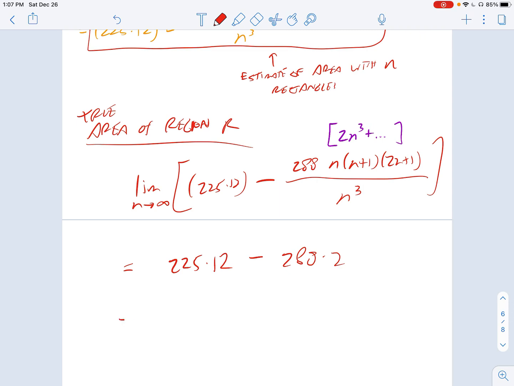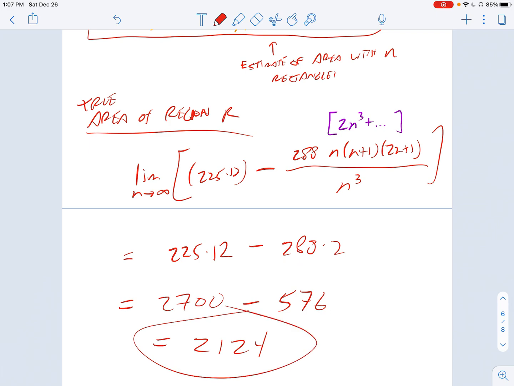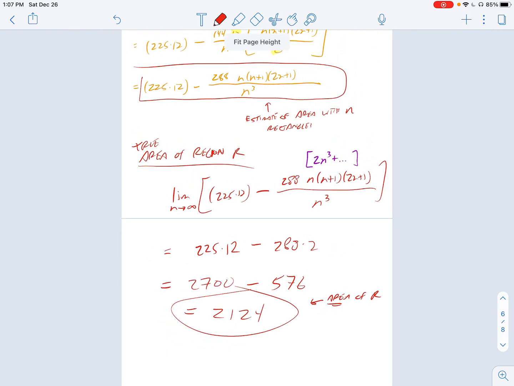Okay, so now we'll finally evaluate this. So this, if I'm not mistaken, is 2,700, if I'm not messing that up. And then this would be 576. So when I subtract, that would be 2124. So that is the true area of R. It is not an estimate. We took an estimate and we ran a limit on that.